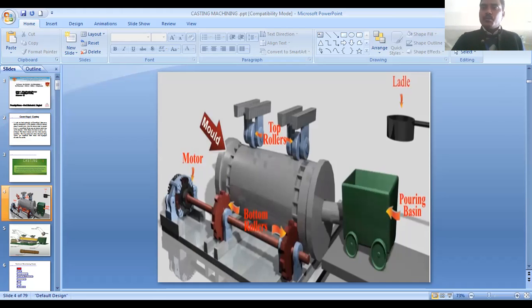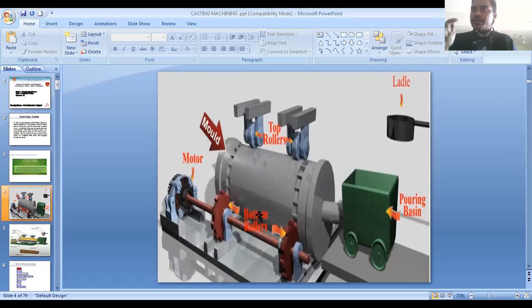In this figure you can see that the mold is connected by the pouring basin. This is the mold. You can see there are two types of rollers: the top roller and the bottom roller. In between the rollers we have the mold, and the mold is rotated with the help of the rollers and a motor. By the help of the motor, with electricity supply, the mold is rotated continuously until the molten metal is solidified.